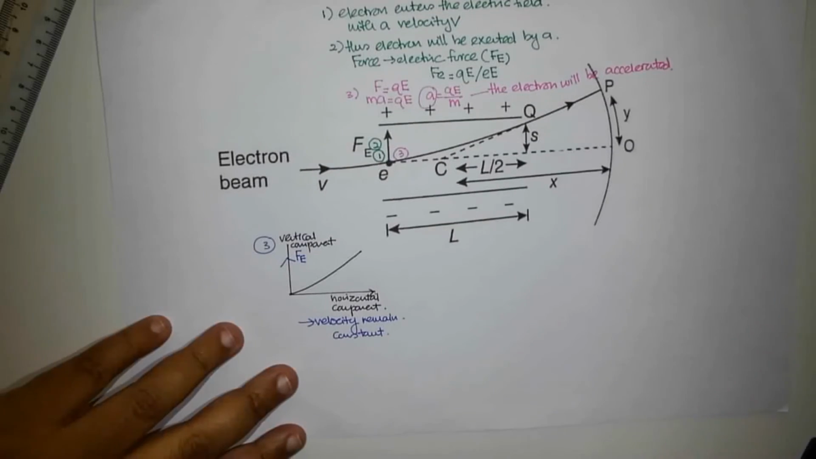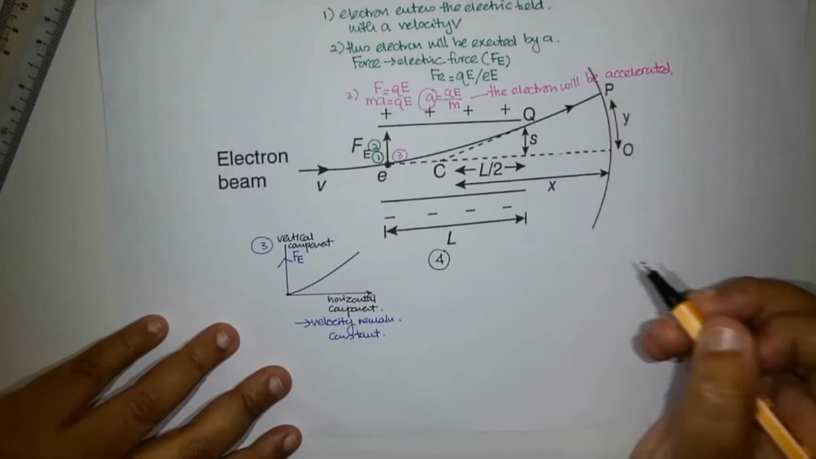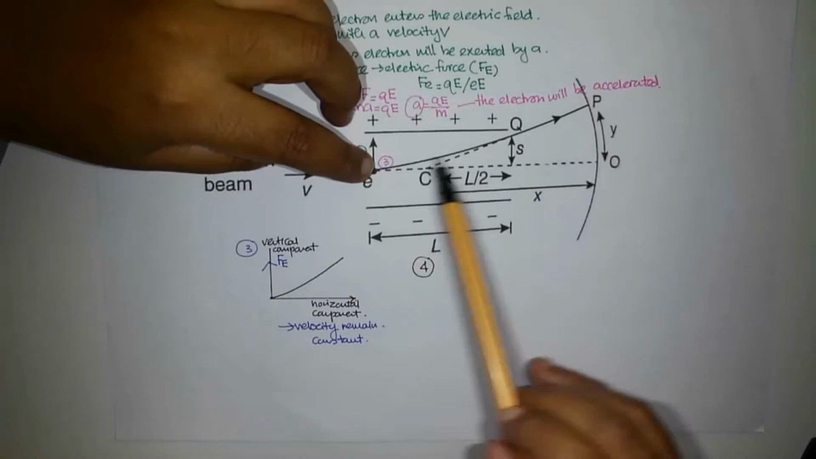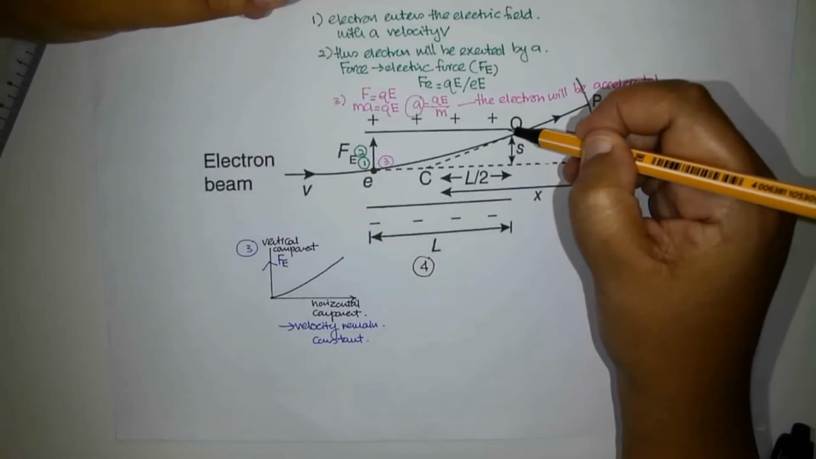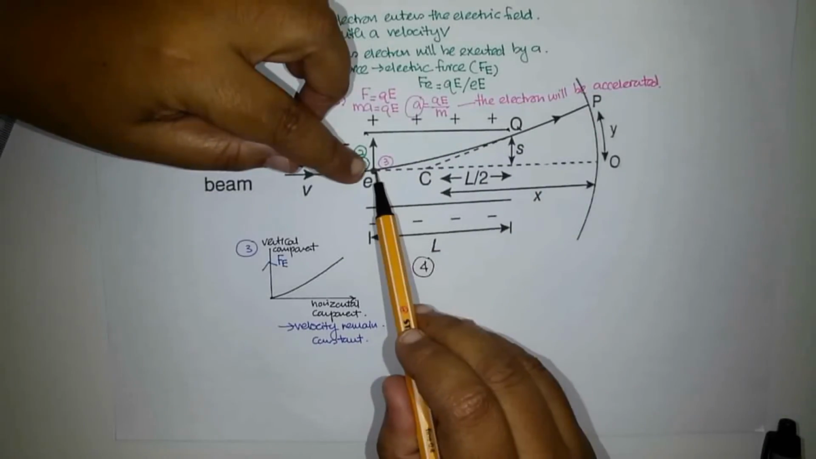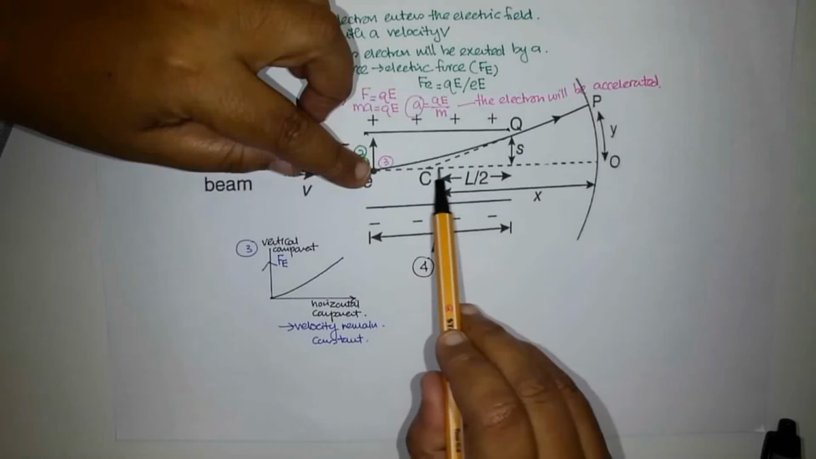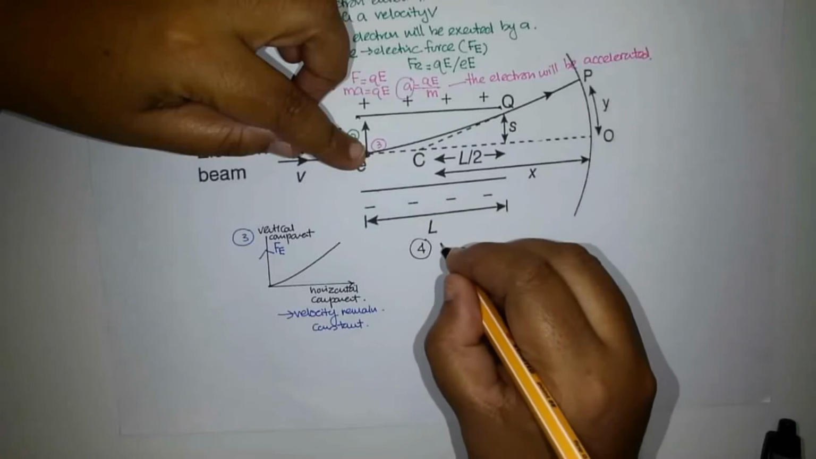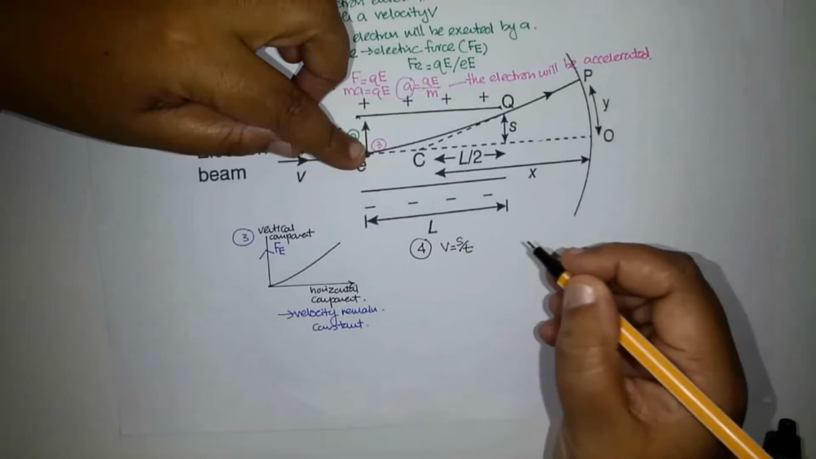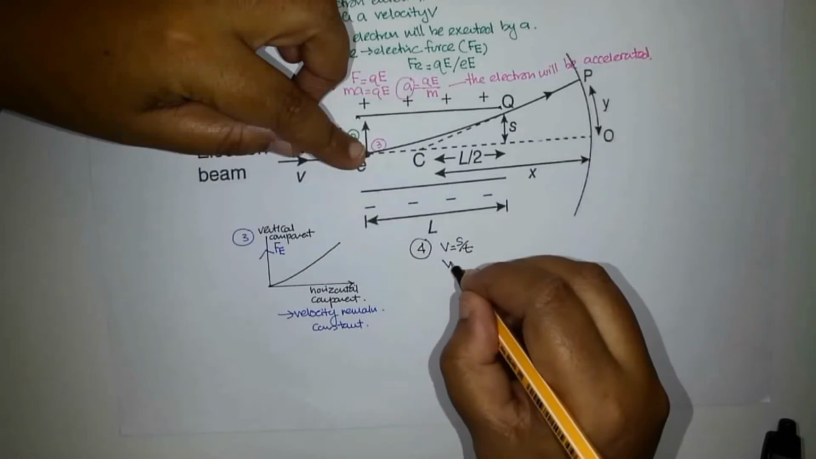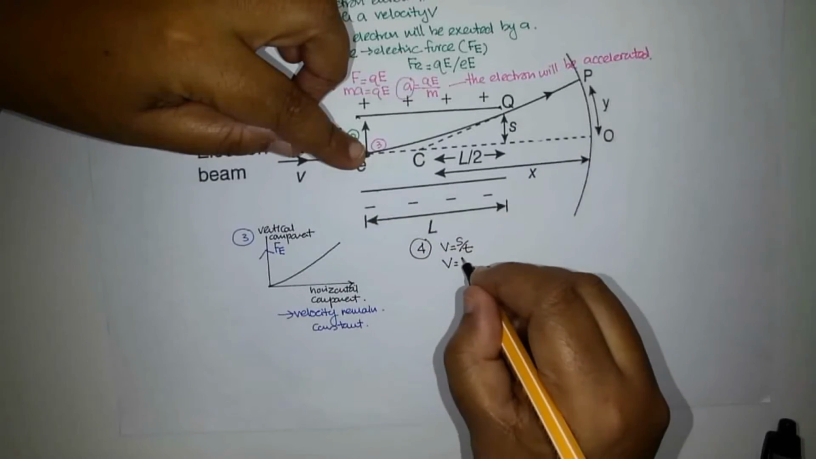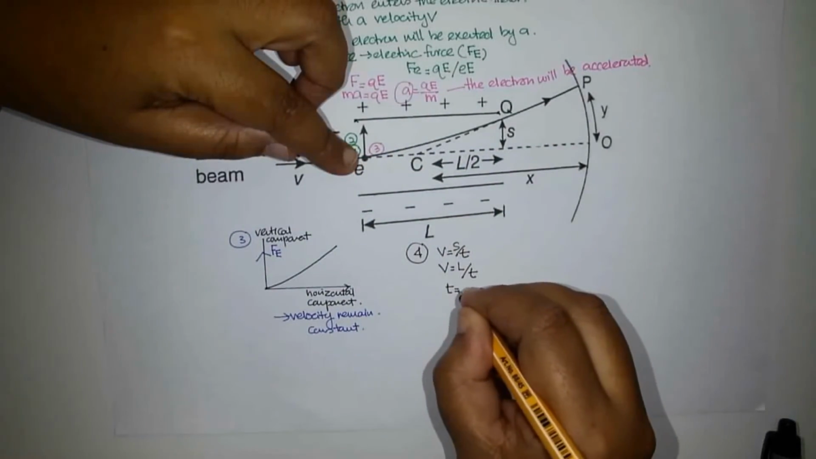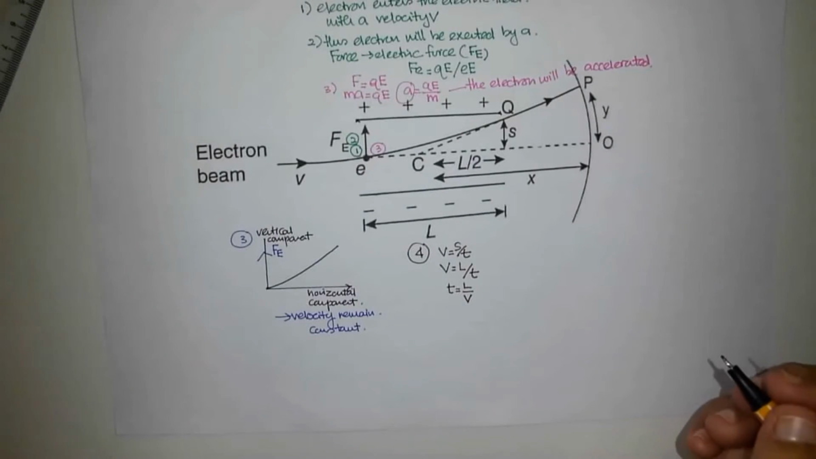Number 4, time taken to traverse the electric field. The electric field is from here to here, correct? So the time taken to pass through the electric field: we know the formula V equals S over T. Here V is V and S is L, so T equals L over V. That is number 4.